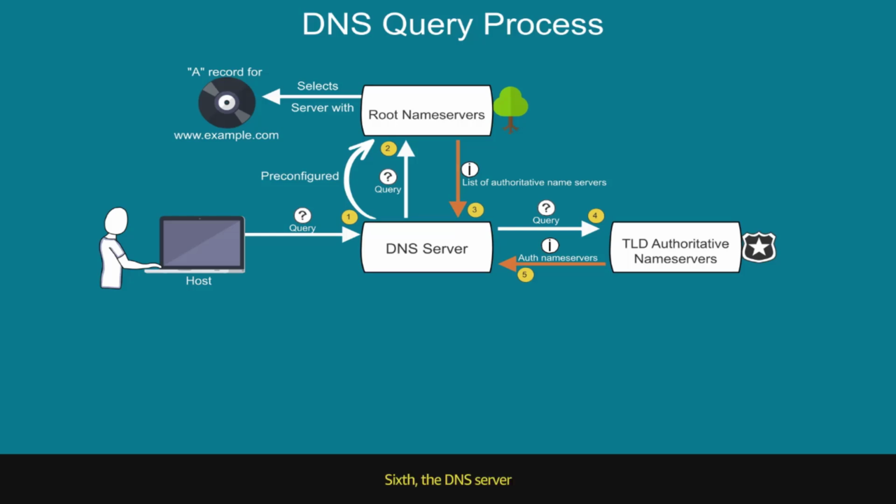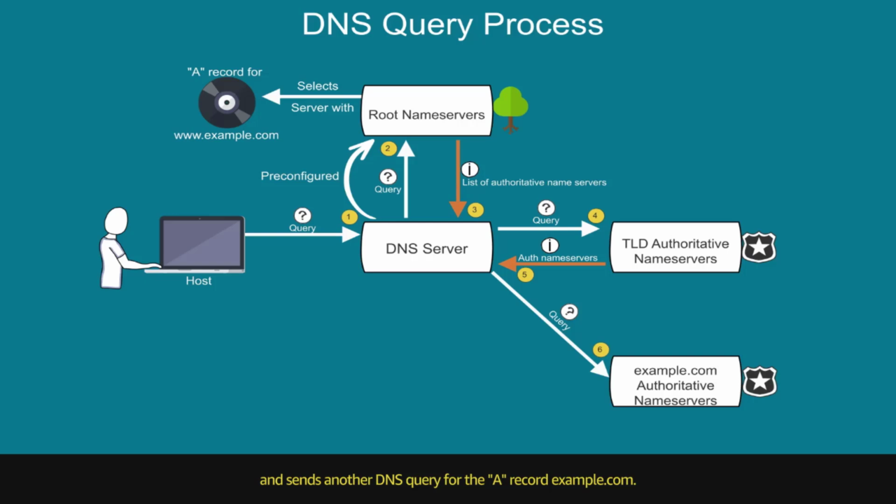Sixth, the DNS server randomly selects one of the authoritative name servers returned in Step 5 and sends another DNS query for the A record, example.com. Seventh, since the name server receiving the query in Step 6 is authoritative for the domain example.com, the name server responds to the DNS server with the IP address value of the A record for example.com. And for the final step, the DNS server sends the DNS response with the IP address back to the host, which enables the host computer to connect to www.example.com.